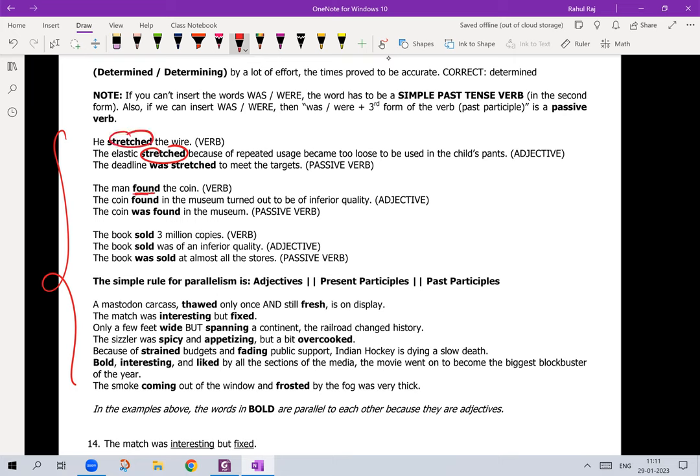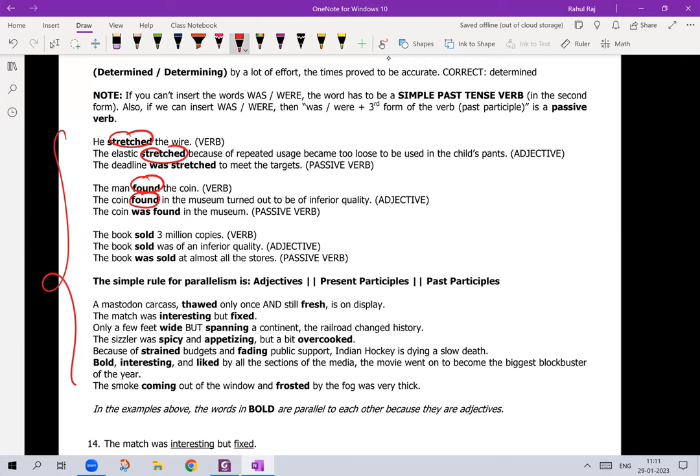Imagine: the man found the coin. What is found? A verb, because if you remove found, "the man, the coin" makes no sense at all. But when you say "the coin found in the museum turned out to be of inferior quality," remove found in the museum and "coin turned out to be of inferior quality" still works. So in statement number one, found is a verb. In statement number two, found is an adjective.